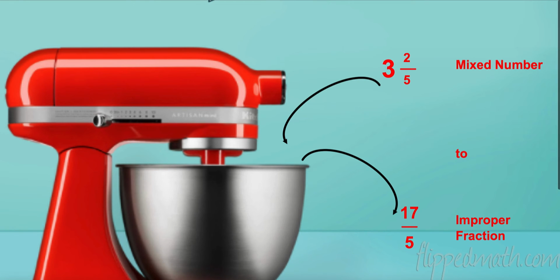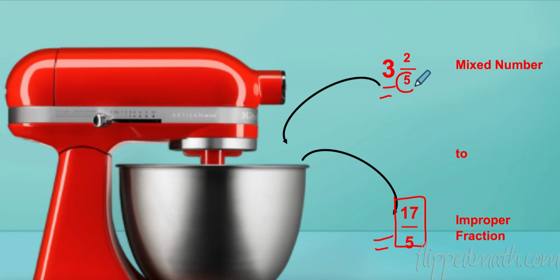Let's talk about mixed numbers to improper fractions. Mixed numbers are great because they tell you exactly how many whole parts you have. With improper fractions, you don't necessarily know how many whole parts you have just by looking at it. But improper fractions are so much nicer to work with, mathematically speaking. So we need to know how to change mixed numbers to improper fractions. I'm sure you've done this before.